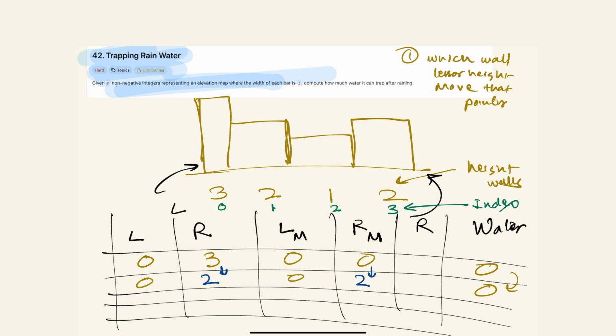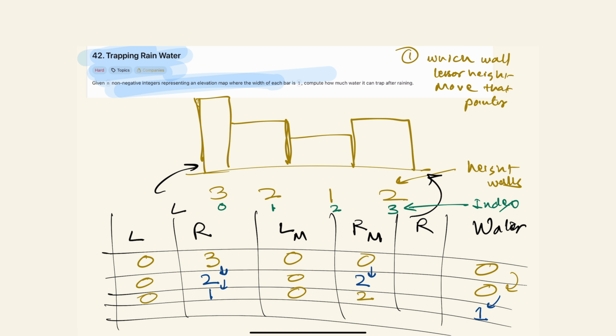Since I am going to change the values, I will be changing them with a different color. Now 1. Since we operate on the right, I am moving the right pointer. So what are all the changes? The right pointer changes from 2 to 1. The water amount we got is 1 unit of water here, and the rest of the elements remain the same. Left is still 0, left max is still 0, r max is 2.